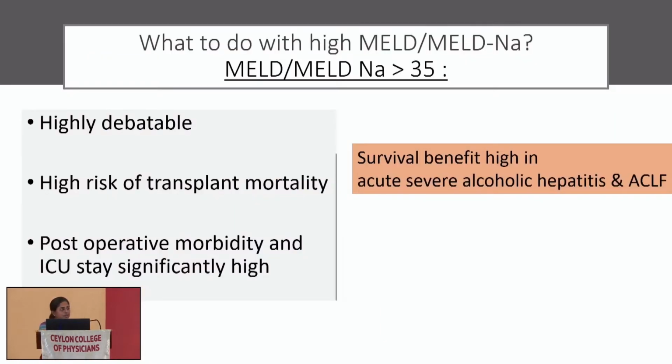What to do with a very high MELD score? That is debatable, because these patients have high transplant mortality and morbidity, and also a significantly longer ICU stay. But having said that, patients with severe alcoholic hepatitis and acute-on-chronic liver failure with a high MELD score can be considered as candidates for liver transplantation. Researchers are showing that they have a survival benefit.